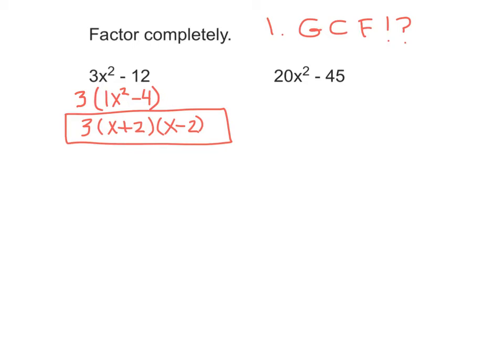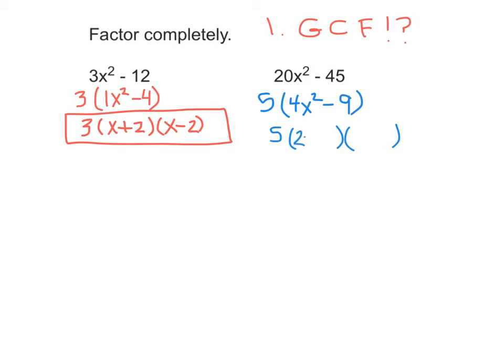All right, so you should have realized that 20 and 45 do have a common factor of 5. That is the greatest common factor. We're going to factor out a 5, and what we're left with is 4x squared minus 9. 20 divided by 5 is 4, and 45 divided by 5 is 9. What's left in the parentheses, 4x squared minus 9, is once again a difference of squares. Therefore, we're going to put our parentheses down and bring our 5 down as well.